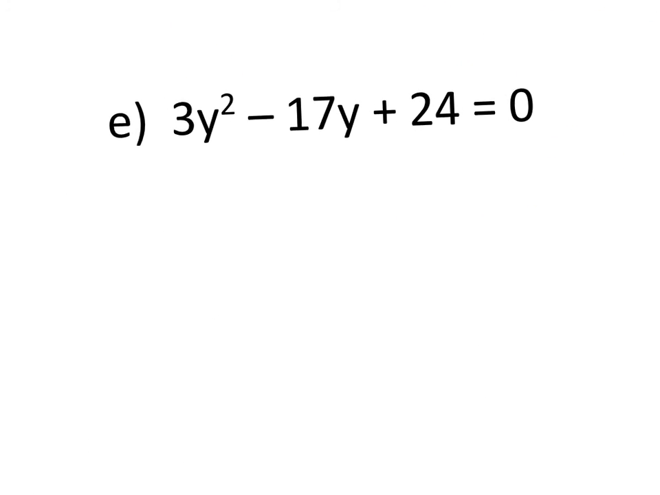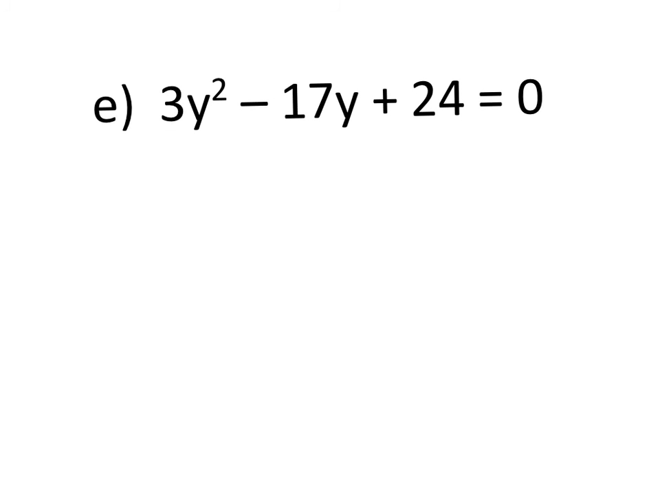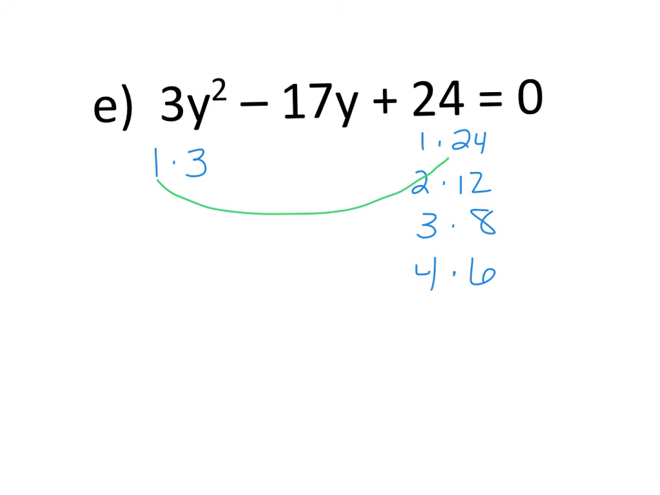Okay, so on this one, kind of like this one, it's already set equal to 0. So right off the bat, I need to look for a GCF. There's no GCF, so I'm going to start my list. I've got 1 times 3, 1 times 24, 2 times 12, 3 times 8, and 4 times 6. Again, I'm going to be looking at my inside, outsides. So you're just starting right. 1 times 24 is 24. 3 times 1 is 3. That does not give me a 17.